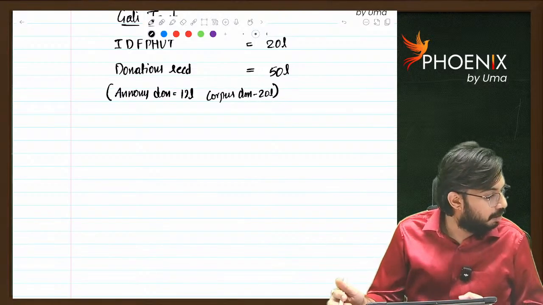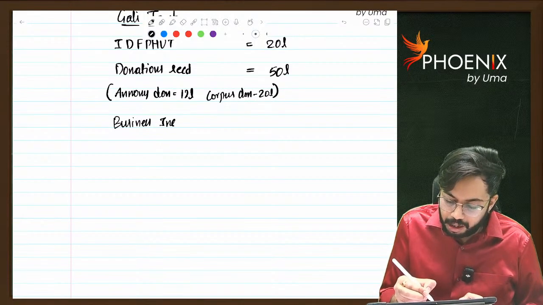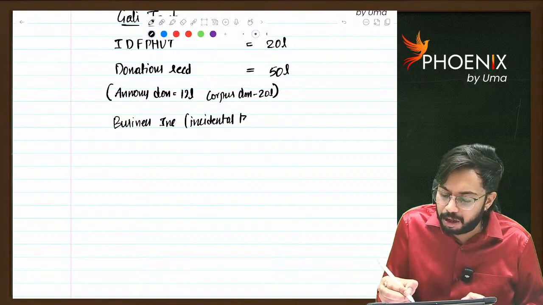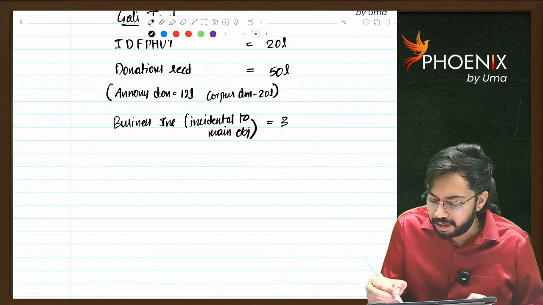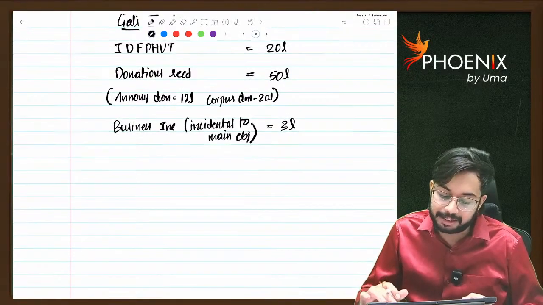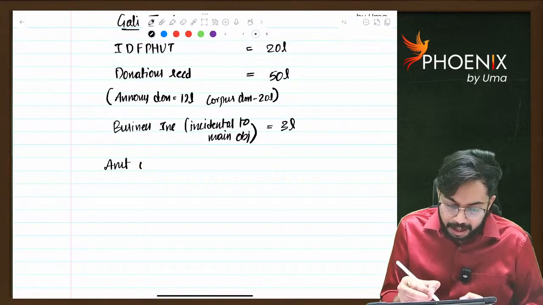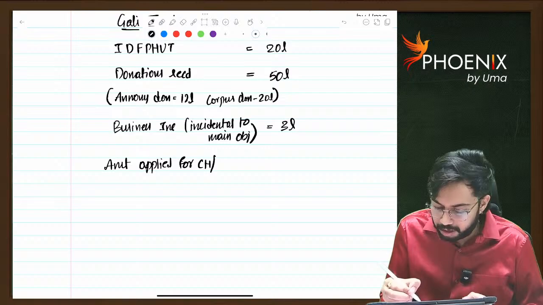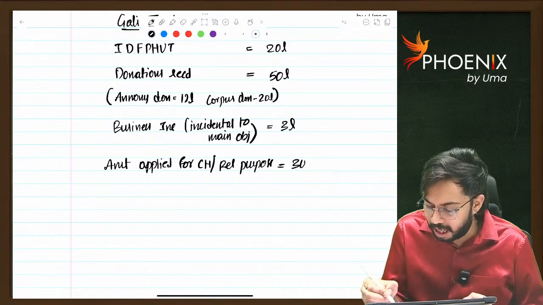Next, business income incidental to main objects. If it is incidental to main objects, then it will be treated as income derived from property held under trust, right? So business income incidental to main objects is 3 lakhs. Next, amount applied for charitable or religious purpose is 30 lakh rupees.